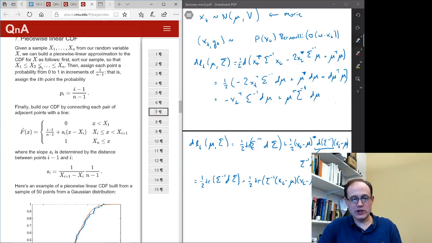But the procedure is up here, right? We sort our sample and assign each point a probability from 0 to 1 in increments of 1 over n minus 1, so that you assign the ith point the probability i minus 1 over n minus 1, and then you just connect those points with lines to make an estimated CDF.